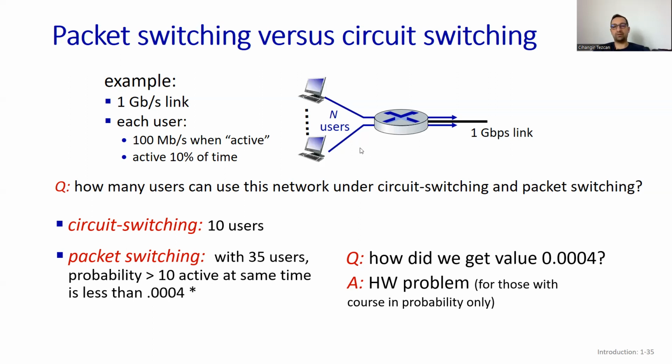This means that you can allow 35 people here, and from time to time, more than 10 people will be active. So they will be queuing here, so they will not reach 100 megabits per second, but still, compared to 10, 35 is a huge number.